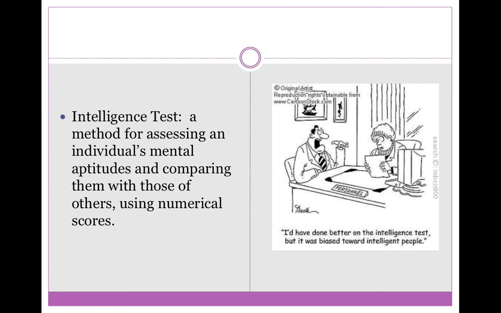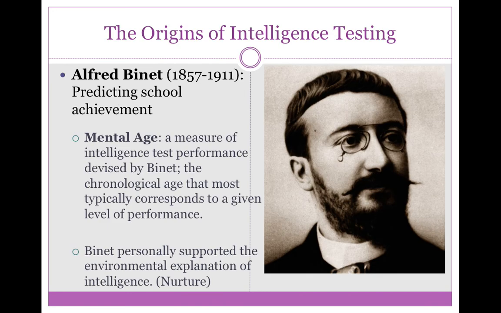And there were some people involved. On the next slide, we'll talk about one in particular who came up with the intelligence test, which is a method for assessing an individual's mental aptitude and comparing them with those of others using numerical scores. This man listed on the slide, Alfred Binet, was one of those individuals. He had the task of trying to come up with a test that would predict school achievement.